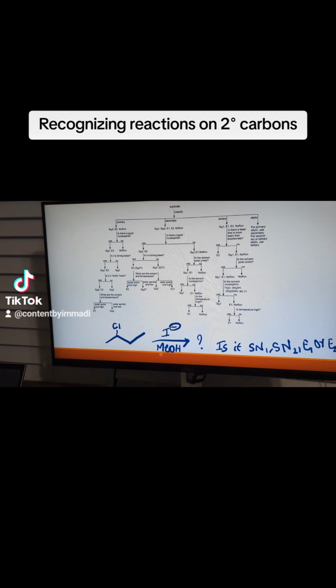Although the reaction is happening in methanol, considering the nucleophilicity of this nucleophile, and since it's not a strong base, even methanol is not a strong base. So that is what pushes this reaction to be an SN2 reaction, because a lot of students get confused that as soon as they see methanol, they think this has to be an SN1 because it's a polar protic solvent. But because iodine is such a good nucleophile, it will be an SN2.